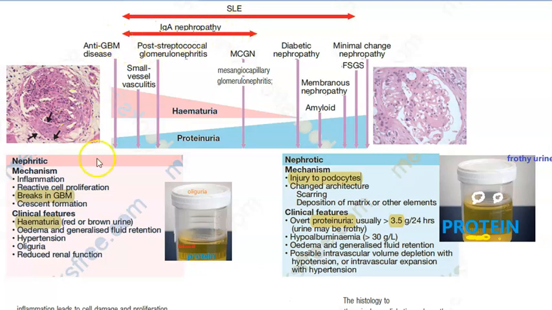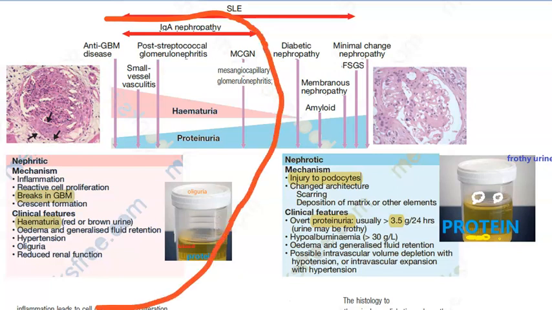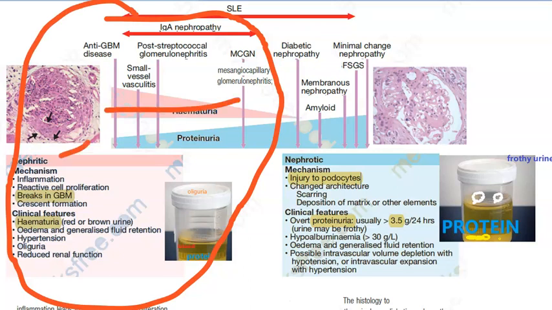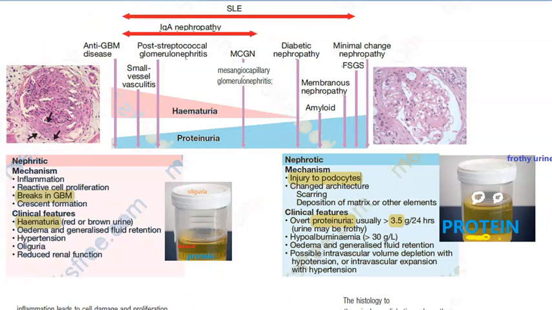IgA nephropathy will lead to hematuria, right? And proteinuria. So, it will be more like a nephritic. Are you able to understand that? Let's underline. Give us a red color, please. So, look at this IgA nephropathy here. IgA nephropathy will cause nephritic syndrome. It will cause hematuria and proteinuria. So, it will become nephritic.